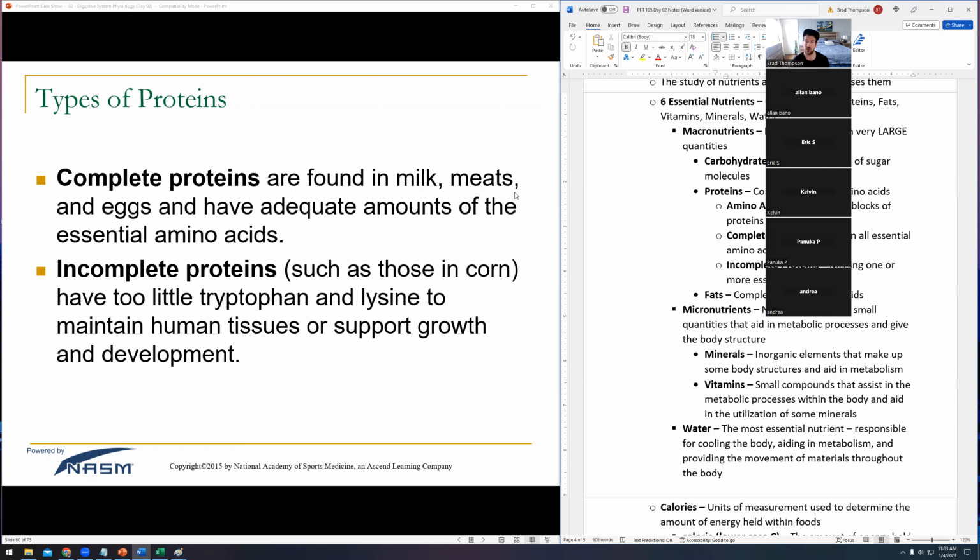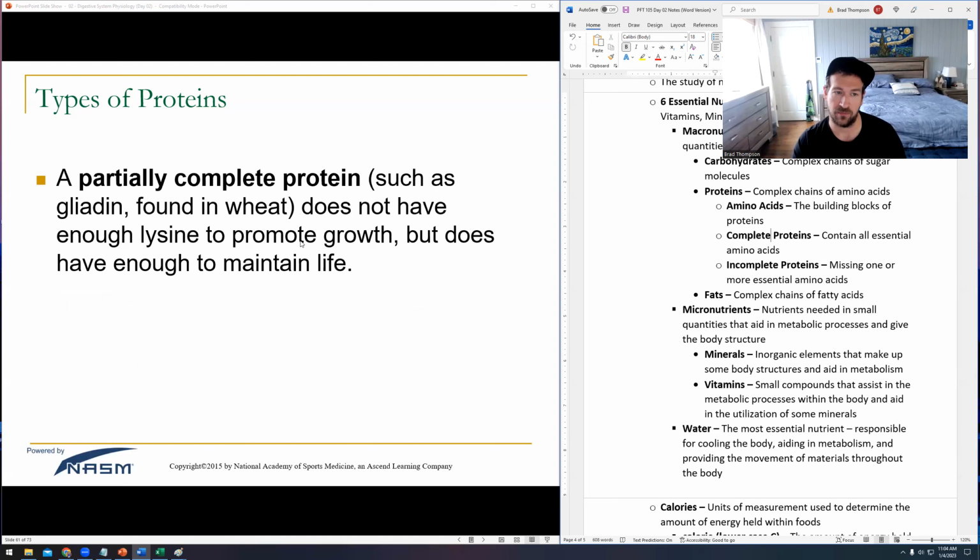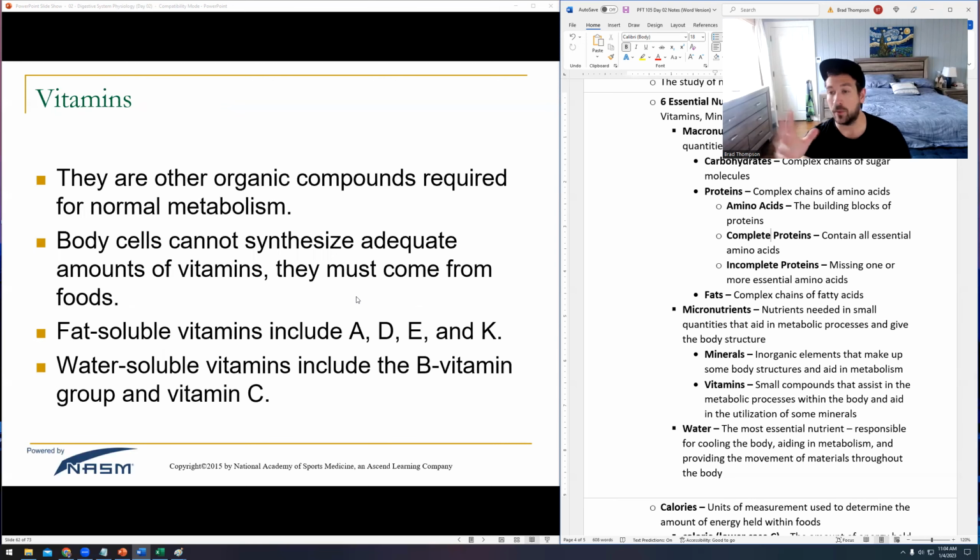You just have to make sure you are complementing incomplete proteins together. If you are eating incomplete proteins, you have to complement them. So beans are an incomplete protein. Rice is also an incomplete protein. But the amino acids you're missing from beans and the ones you're missing from rice complement each other and they fill in each other's gaps. So when you eat rice and beans together, you've got a complete protein. That is what we'll talk about in our protein class later down the line.